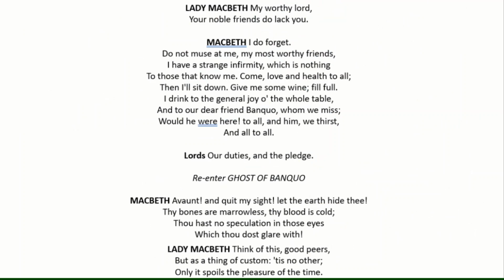My worthy lord, your noble friends do lack you. I do forget. Do not muse at me, my most worthy friends. I have a strange infirmity, which is nothing to those that know me. Come, love and health to all, then I'll sit down. Give me some wine, fill full. I drink to the general joy of the whole table, and to our dear friend Banquo, whom we miss. Would he were here! To all and him we thirst, and all to all. Our duties and the pledge.